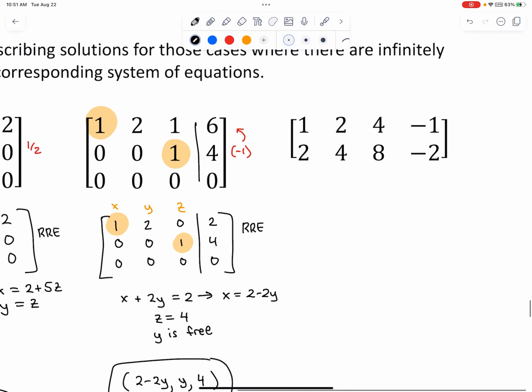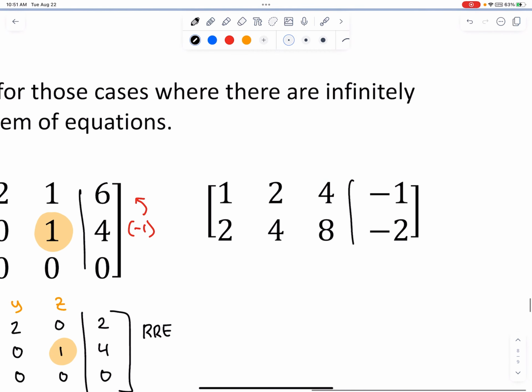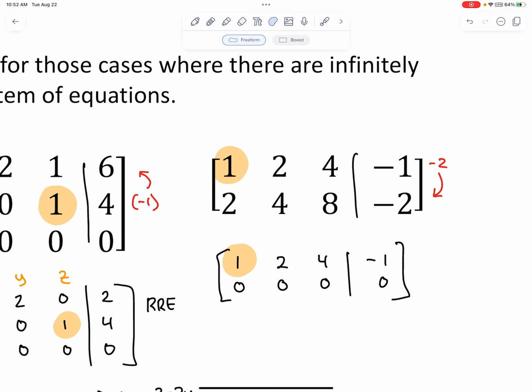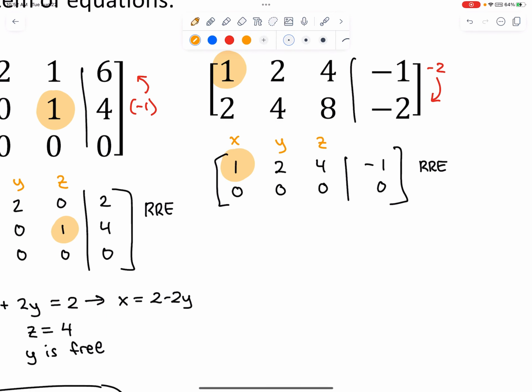Okay, one last case here. Let's go ahead and throw our equal sign in there. We are not in reduced row echelon form yet. We do have a leading one right here, but we need a 0 below that, so I'm going to focus on that by multiplying row 1 by -2 temporarily and adding that to row 2 to change row 2. So this is in reduced row echelon form. This time it is column y and column z that are both missing leading ones. And so this is a case where we have two free variables.